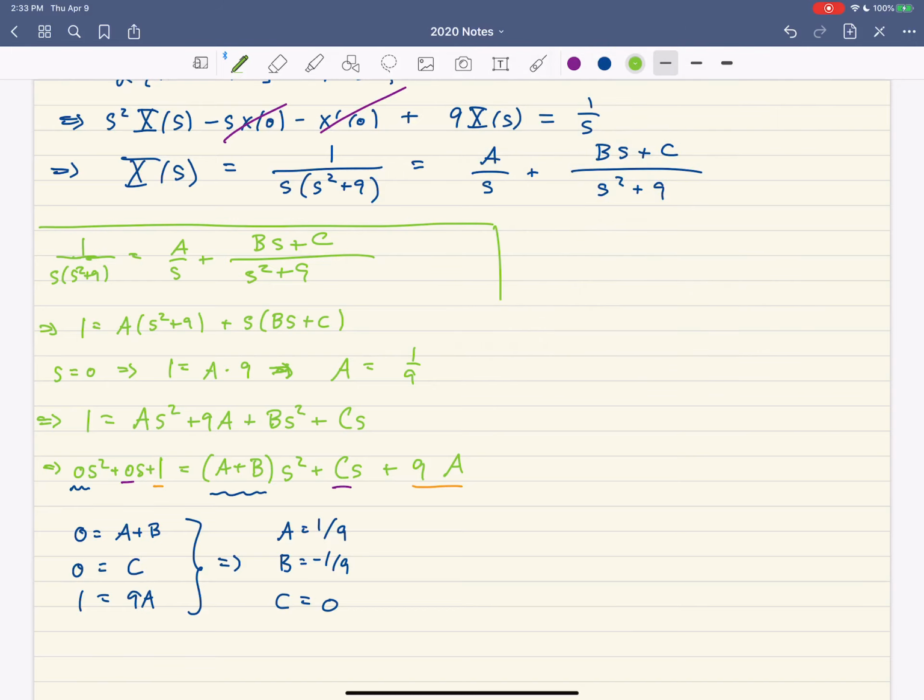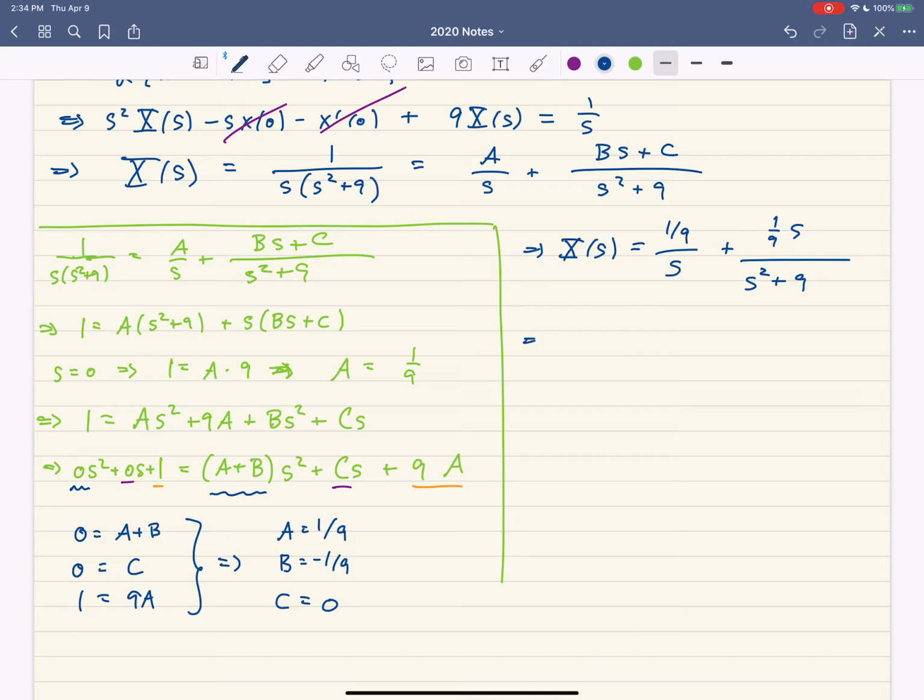I want to wall off our work here. This means that capital X of s, our transform, is going to be equal to A, so 1/9 over s, plus Bs, which is minus 1/9 s, over s squared plus 9, plus C is 0, so that C term goes away. So this is 1/9 over s minus 1/9 s over s squared plus 9.